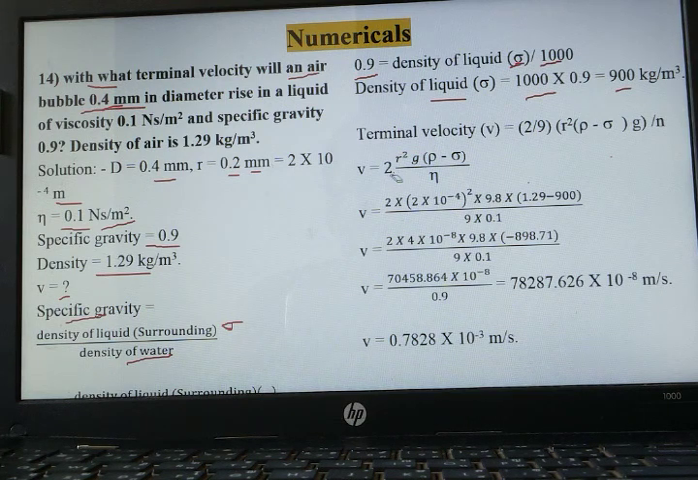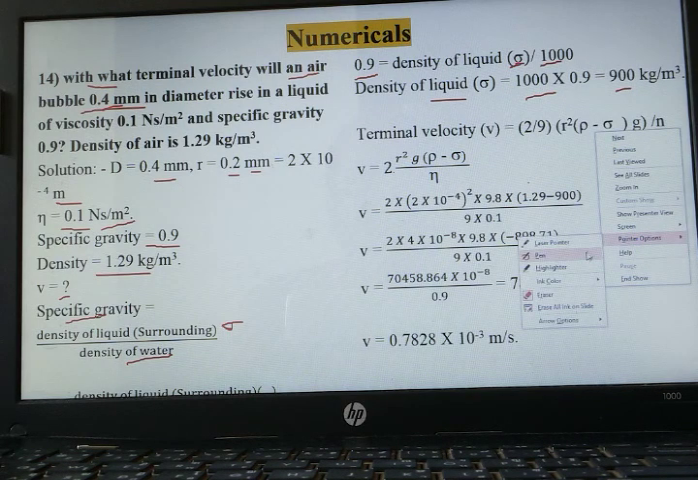The formula is v = 2r²g(ρ − σ) / 9η. Now try to understand. Over here, r is the radius, that is 2 × 10^-4, whole square, so therefore the square has come here also. g is 9.8.